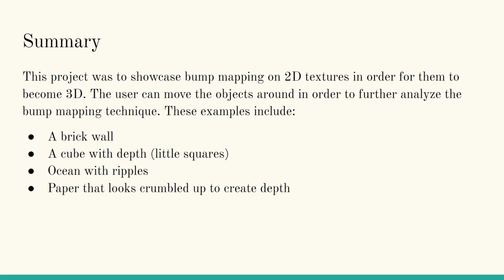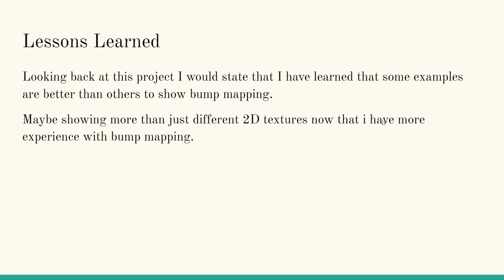I think me coming to that conclusion was really the help of this paper. A summary of my project is basically a showcase of bump mapping on 2D textures in order for them to become 3D. The user can move the object around, there's lighting on it, and you can move around with the camera, zoom in, zoom out, and get a better look at the depth that I've created with these 2D textures. These examples include a brick wall, a cube with depth, which is basically a cube with little shapes on it just so you can see the depth, an ocean with ripples, and paper that looks crumpled up to create depth. I will be showing you the live demonstration of that.